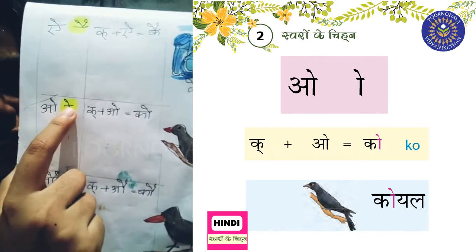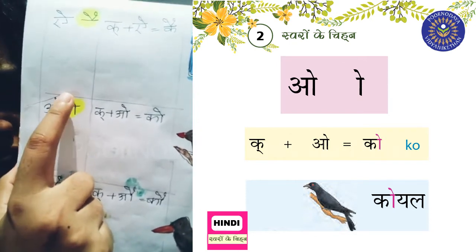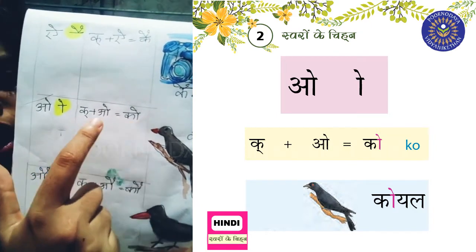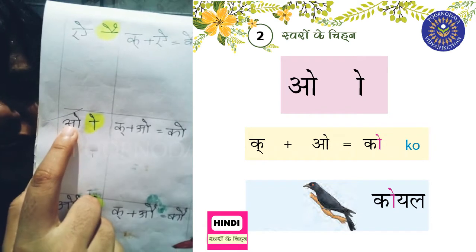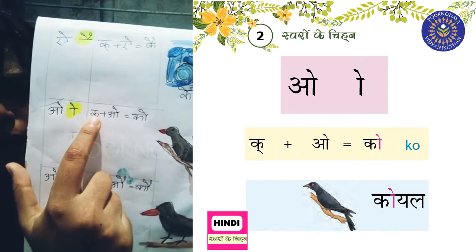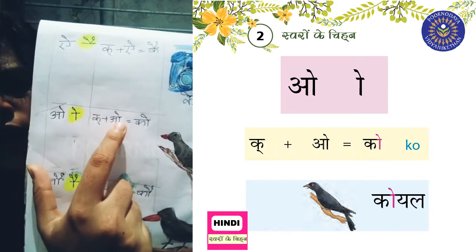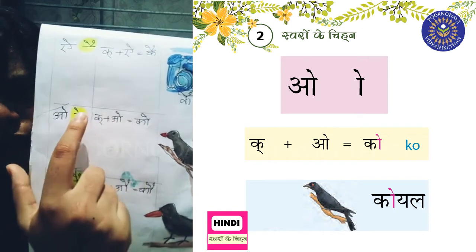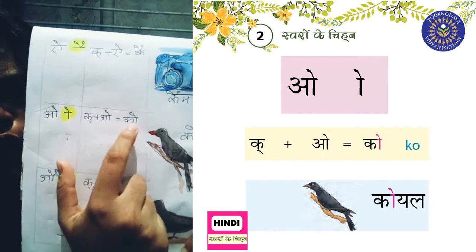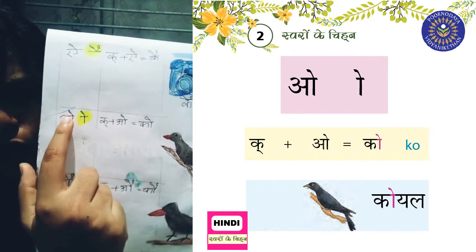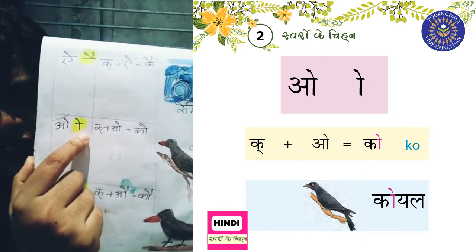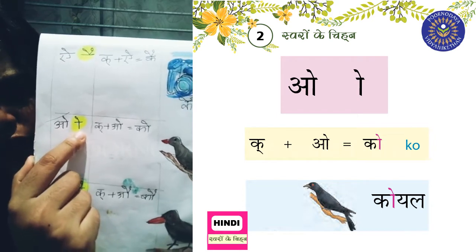Then O. O is represented by one standing line and one flag on top, like K plus O, ko. Because O is represented like this in form of matra. So when you combine K plus O, O gets replaced with one standing line and one flag on top, ko. O symbolizes this in form of matra.